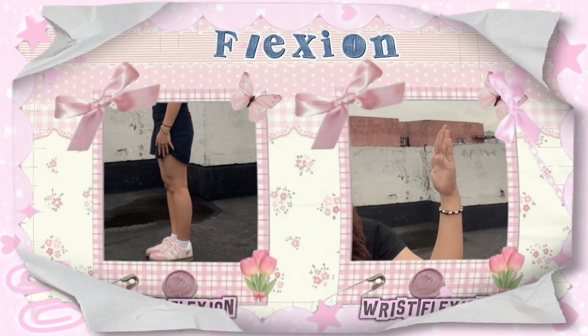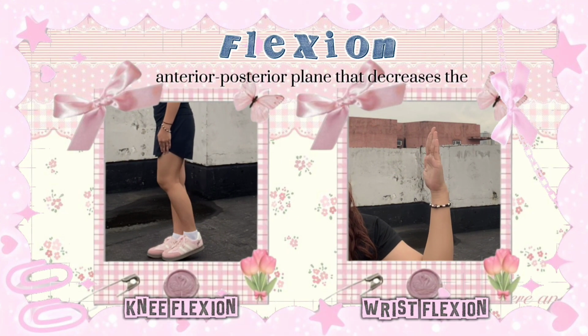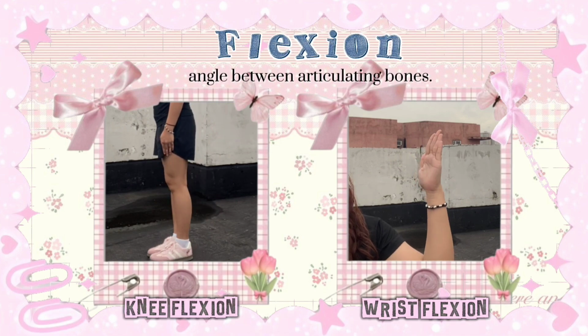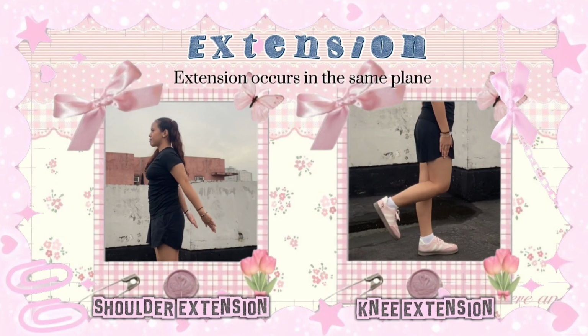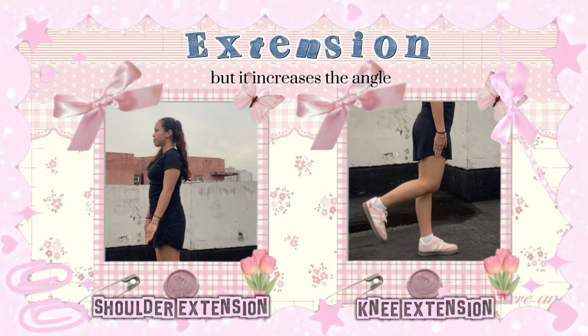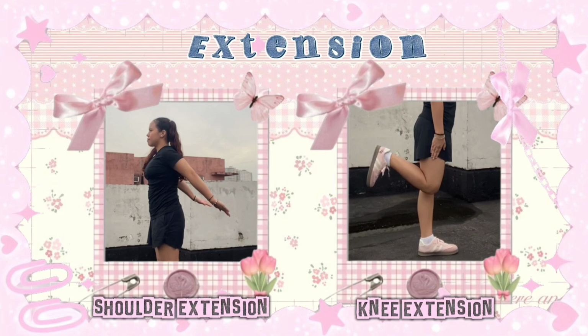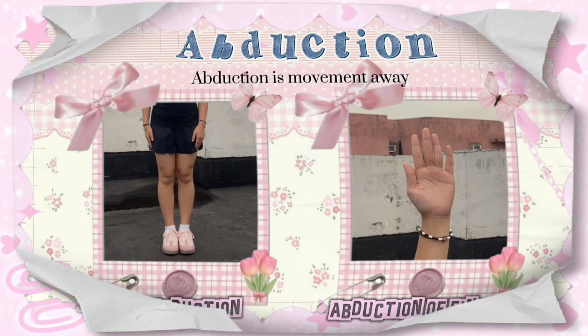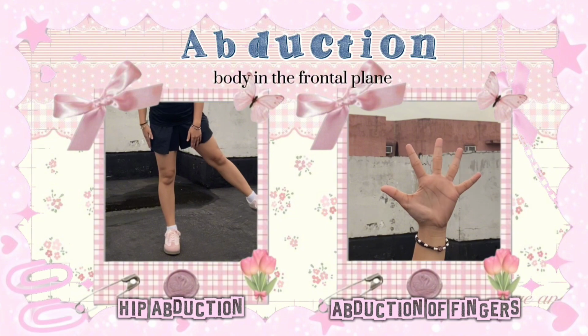injuries. First is flexion. Flexion is movement in the anterior-posterior plane that decreases the angle between articulating bones. The examples are knee flexion and wrist flexion. Extension occurs in the same plane, but it increases the angle between articulating bones, just like shoulder extension and knee extension. Abduction is movement away from the longitudinal axis of the body in the frontal plane.